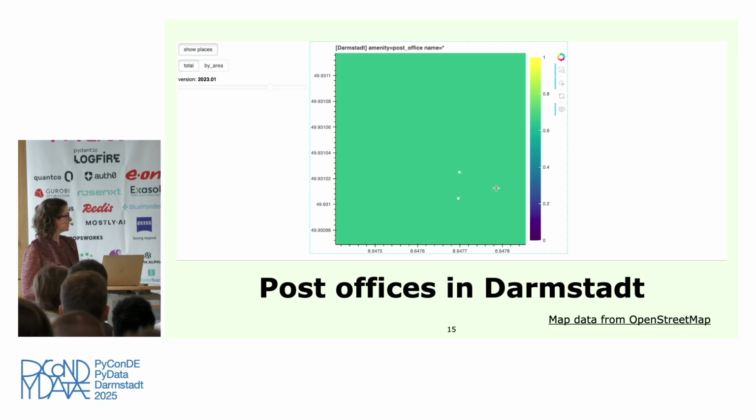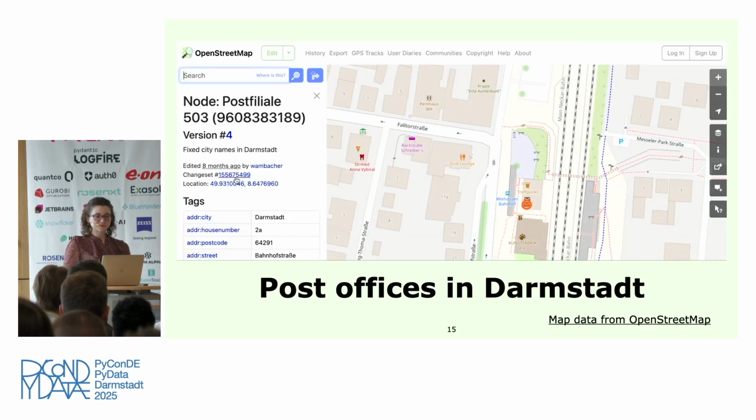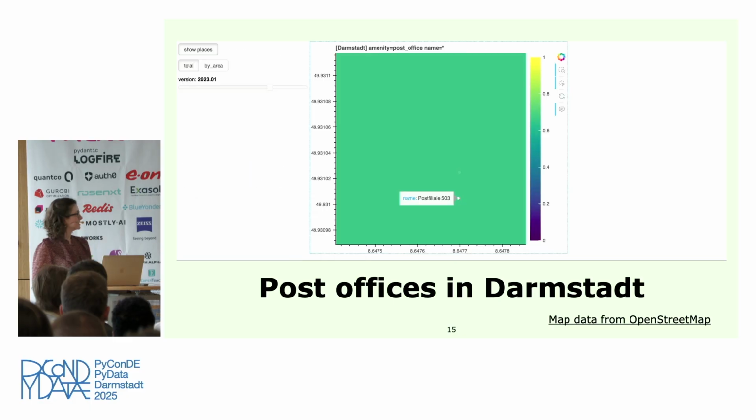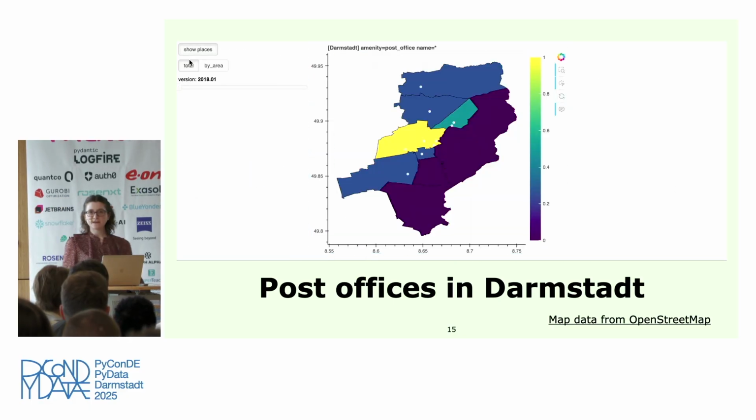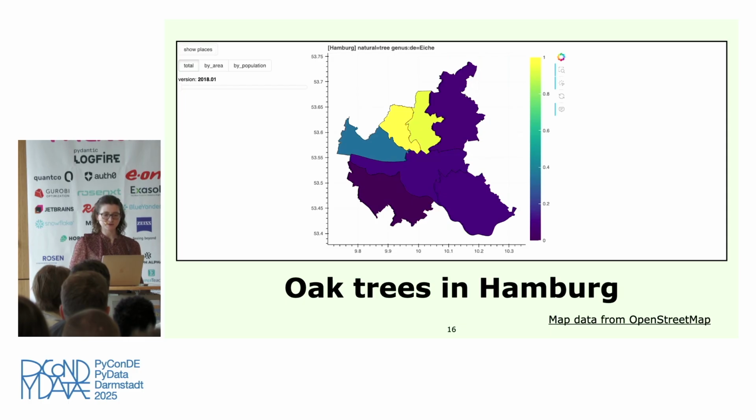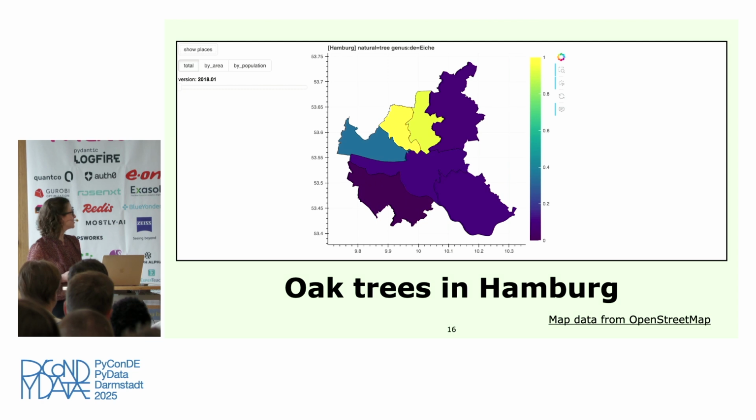No, zoom in. Sure enough, we have two different places here. We can see which ones they point to. Awesome. So maybe post offices aren't your thing, so we can also use Diner OSM to check out oak trees in Hamburg. Let's see how this has changed.